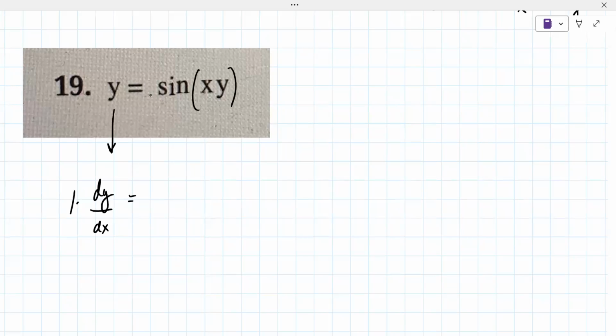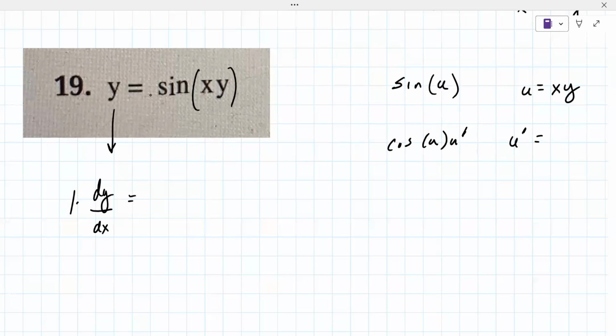Now on the right here, it's really this sine u thing again, where u is really xy. So the derivative of sine is cosine u times u prime, which means you need a u prime over here on the right.